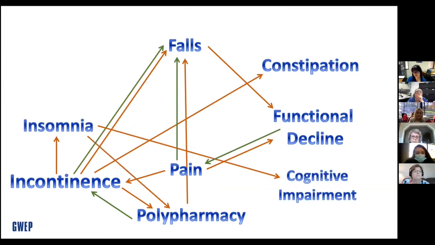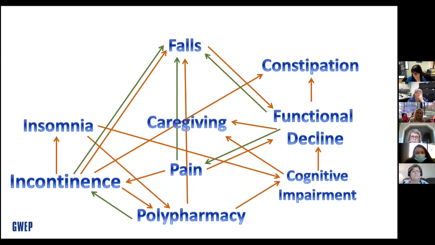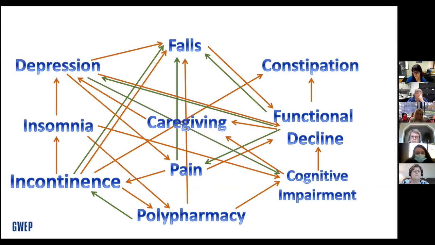And the ones highlighted in blue are some of the traditional things that we think of as being geriatric syndromes. So depression, falls, constipation, insomnia, caregiving concerns, functional decline, incontinence, pain, cognitive impairment or dementia, polypharmacy are all things that we think about.